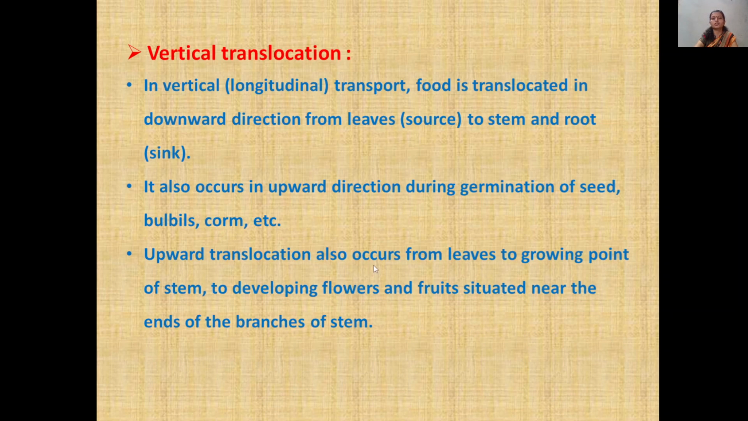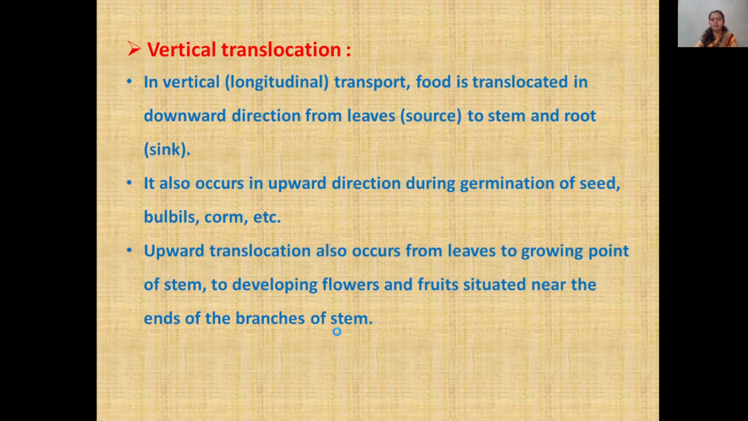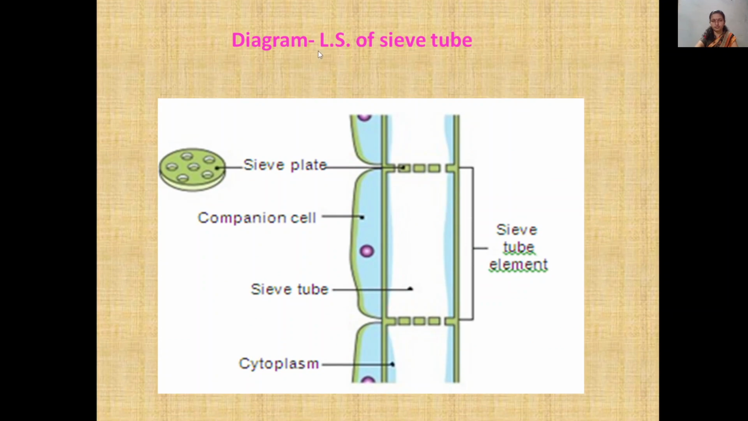Upward translocation also occurs from leaves to the growing point of the stem, to developing flowers and fruits situated near the ends of the branches of a stem. Next slide. Here is the diagram of a longitudinal section of a sieve tube. These are the transporting tissues, xylem tracheids and sieve tubes or sieve cells.